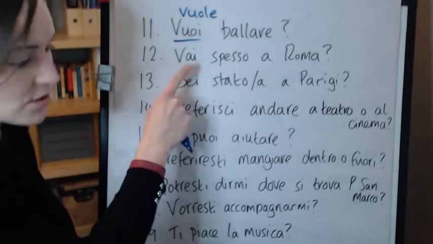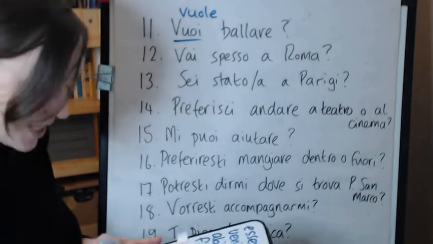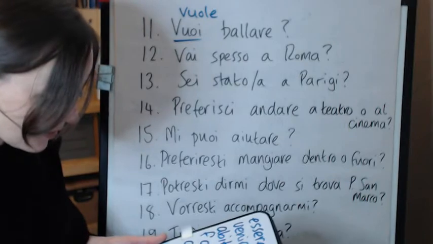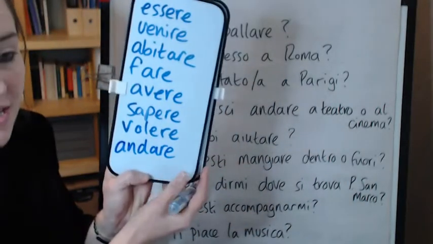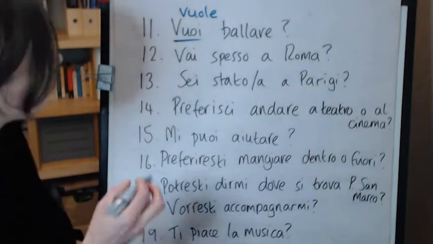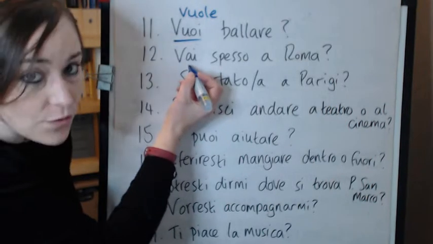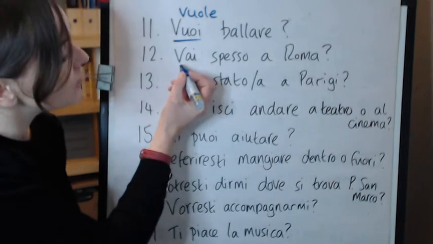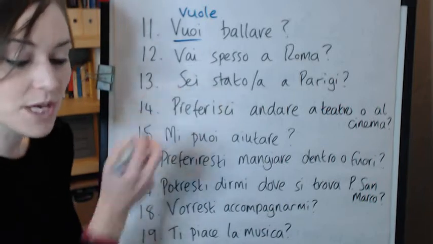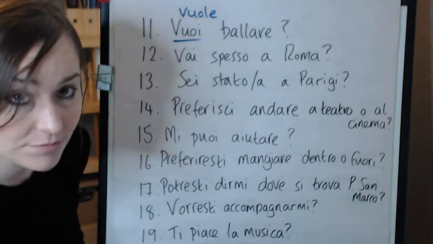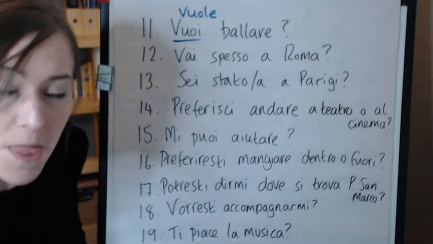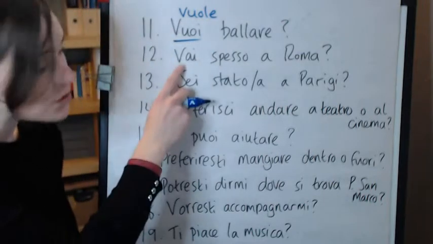Okay, here we have another irregular verb. And it's not written on my little list. It's the verb andare. So that means to go. So we've got the tu form of the verb to go in the present tense. Vai spesso a Roma. Vai spesso a Roma. What does that mean? So that's the tu form, remember.